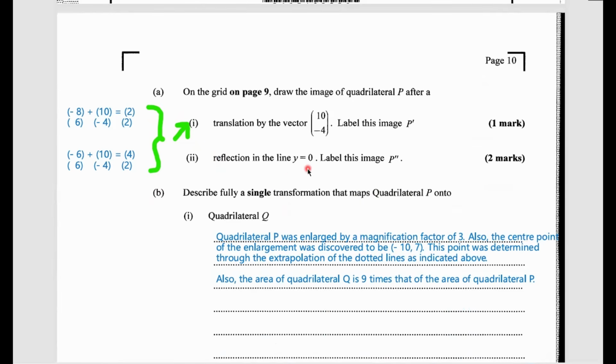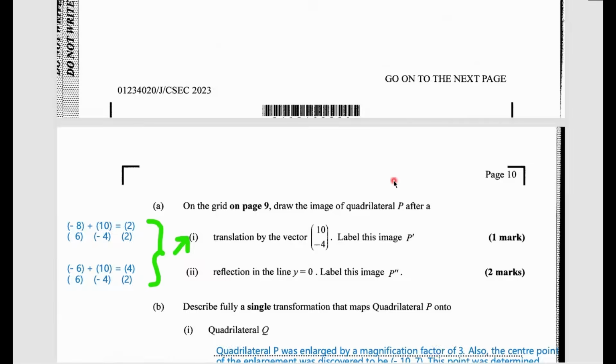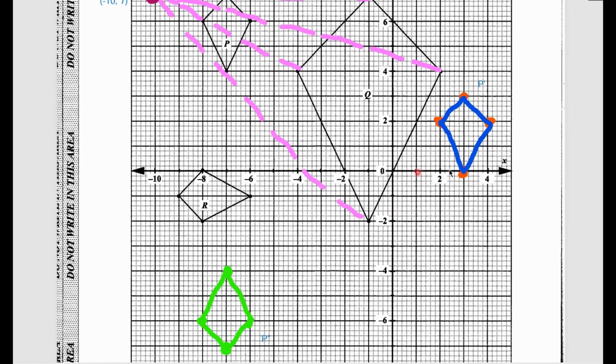Produce a reflection in the line y equals 0. Label this image P double prime. Now y equals 0 is your x-axis. And if I'm reflecting P about the x-axis, remember your reflection would have the same size, but it would just be equidistant from the axis of reflection.